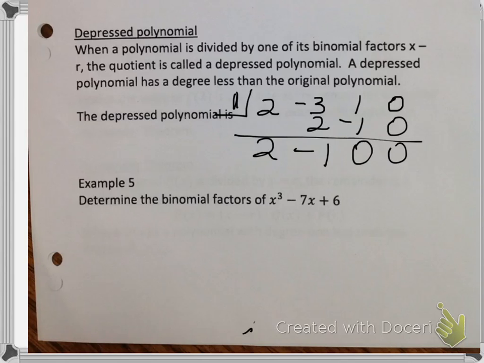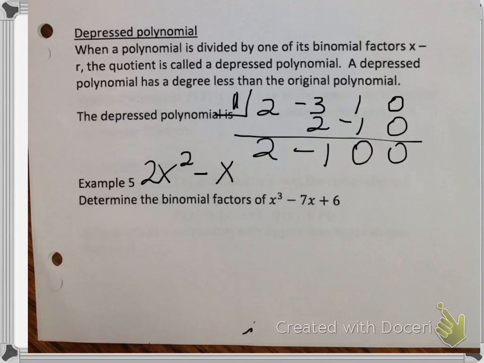This is a depressed polynomial. I'm going to write it like this. X, and notice it's 1 power less than my original problem. My original problem was to the third power. So it's 2x to the second, dropping it down a power, minus x. Okay, that is a depressed polynomial. And you can factor a depressed polynomial down further or whatever.